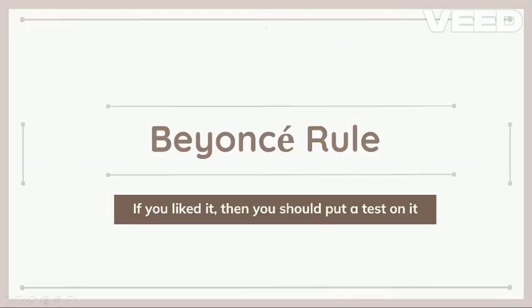The Beyoncé rule is basically: if you like the functionality, you should have tested it. This rule ensures accountability during big changes. Use abstraction to simulate challenging scenarios like out-of-memory errors. Tools like Valgrind and fuzz testing can help uncover hidden issues.